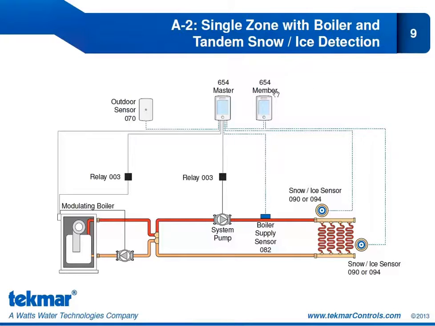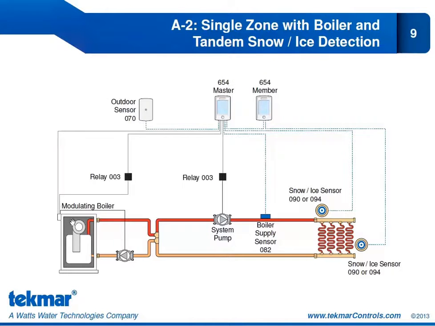So we have our member 654 and our master 654. The member 654 is connected to its own snow ice sensor 090 or 094, and it's connected to the master 654. The master is also connected to its own snow ice sensor 090 or 094, and the master is also operating the system pump and the modulating boiler.